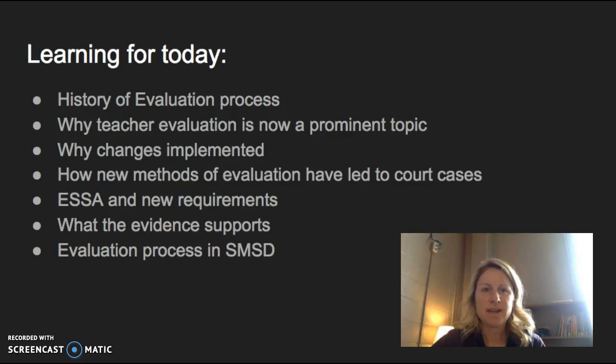Today, what we're going to look at is the history of the evaluation process, why teacher evaluation is now a prominent topic, and why it's in the news and the media, why changes have been implemented to the process, how the new methods of evaluation have led to some court cases, what is ESSA and what are those new requirements, what do those look like, what the evidence supports now, and what the evaluation process looks like in my district, which is the Shawnee Mission School District.